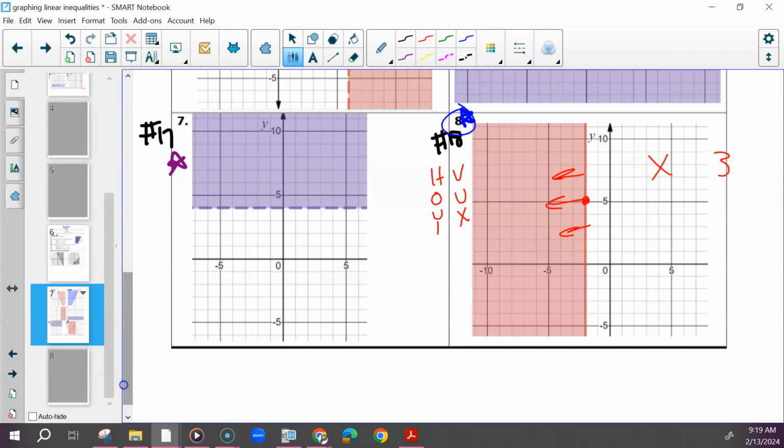Just strictly less than? Less than. These numbers are less than 3, and we have a solid line. Questions on that?